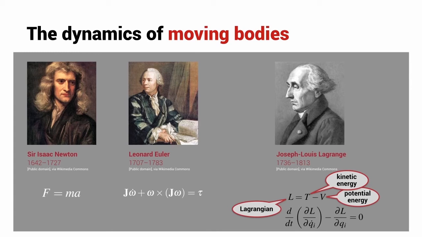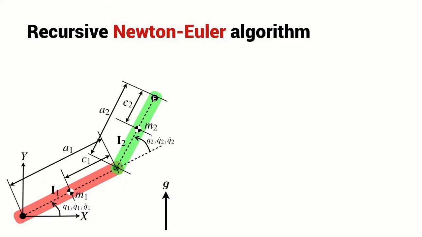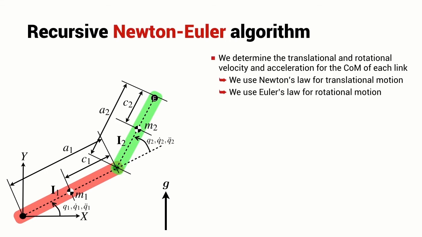We can use any of these approaches to analyze the dynamics of a serial link manipulator. But in this lecture, we're going to consider the Newton-Euler method. This is a combination of Newton's law to describe translational motion and Euler's equation to describe the rotational motion. A very simple and elegant approach to determining the dynamic motion of a serial link manipulator is what's called the recursive Newton-Euler algorithm. I'm not going to go into all of the details here. You'll find it in many textbooks. But what I want to do is give you an intuition for how it works.